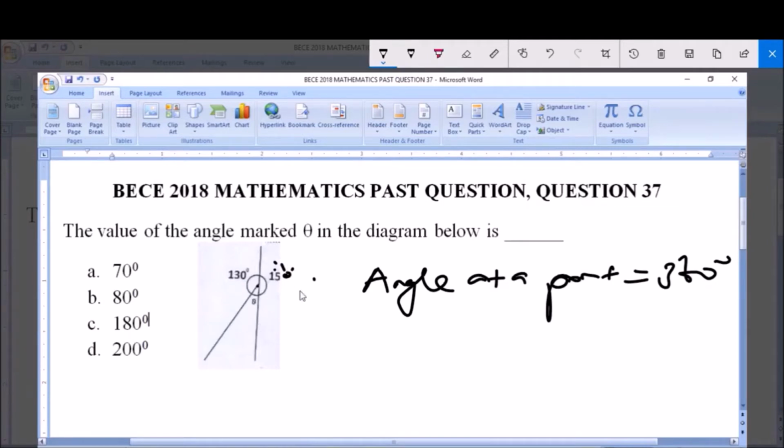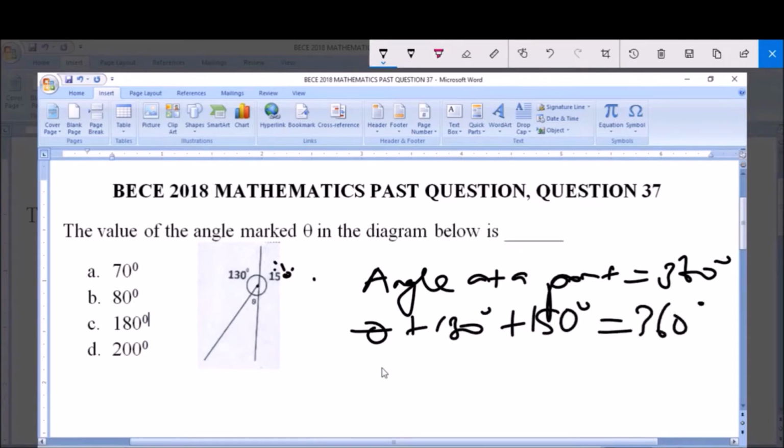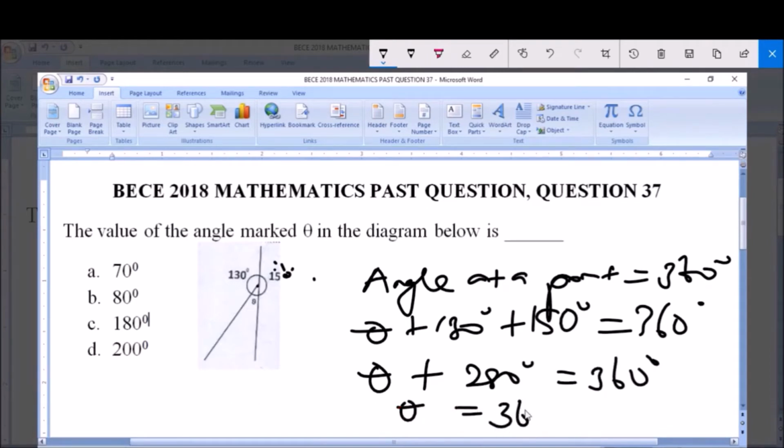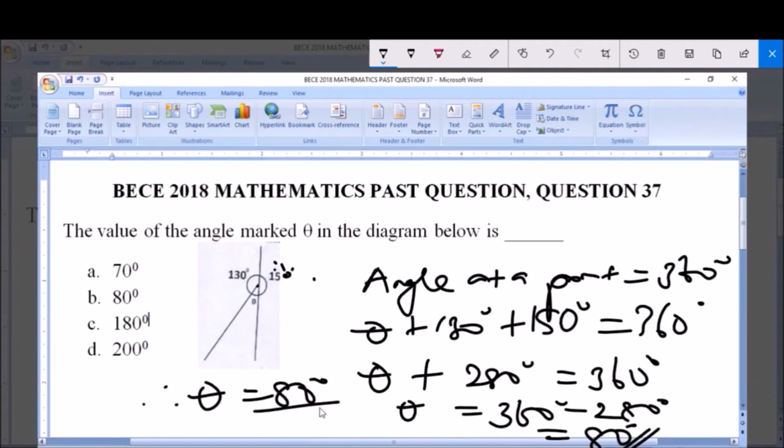So to find this theta, we equate all these angles to 360 degrees. Therefore, we have that theta plus 130 degrees plus 150 degrees is equal to 360 degrees. Now theta plus 280 degrees is equal to 360 degrees. To find theta, you subtract 280 from both sides, and this will give us 360 degrees minus 280 degrees, and 360 degrees minus 280 degrees is equal to 80 degrees. So therefore theta is equal to 80 degrees.